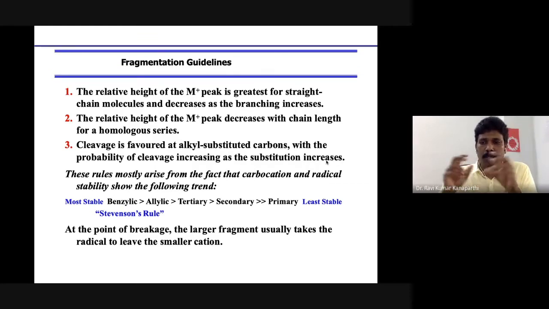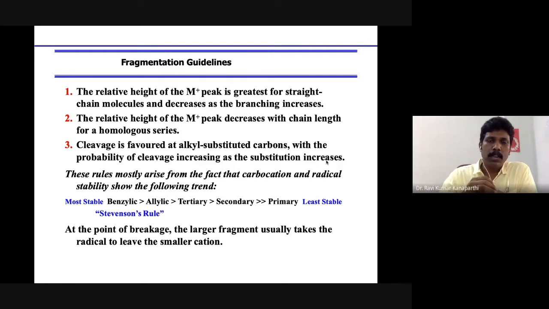Okay, suppose you have two organic compounds, one where there is branching and one where there is no branching. Where there is no branching, the molecular ion peak will have a greater intensity. Where there is branching, such a molecule will have a less intense molecular ion peak.